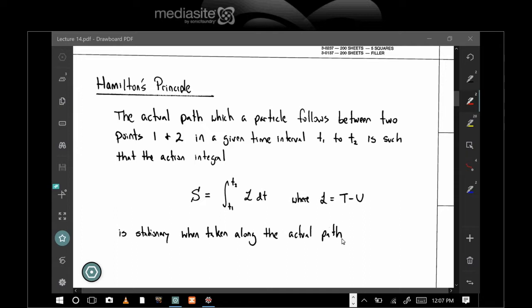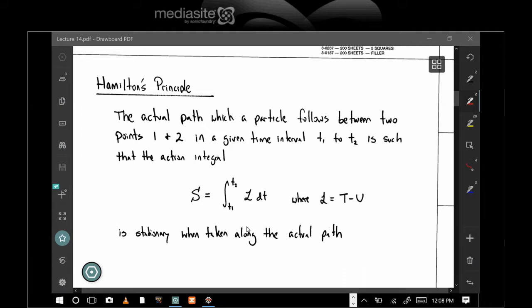X is a function of time. The actual solution, or actual path, that a particle follows between 2 points in a time interval is such that that solution minimizes something called an action integral. The action integral is the integral from times t1 to t2 of a function L, called the Lagrangian, where the Lagrangian is the kinetic energy minus potential energy. So the actual solution to a mechanical system will make this stationary.